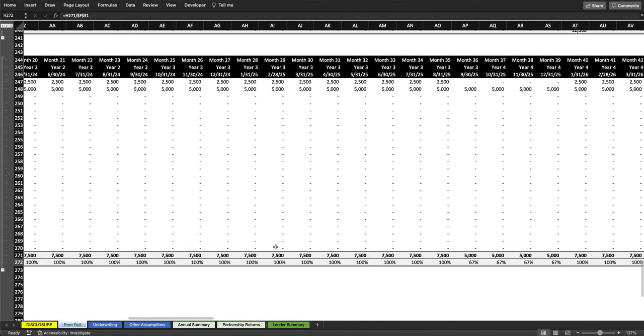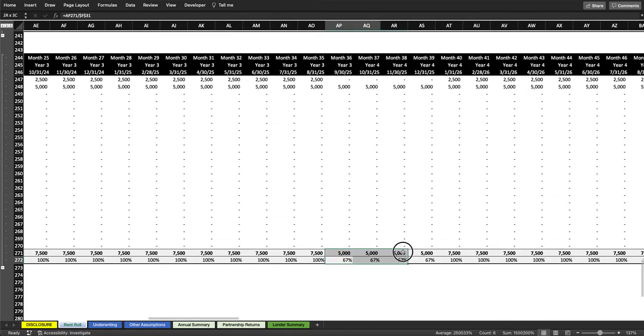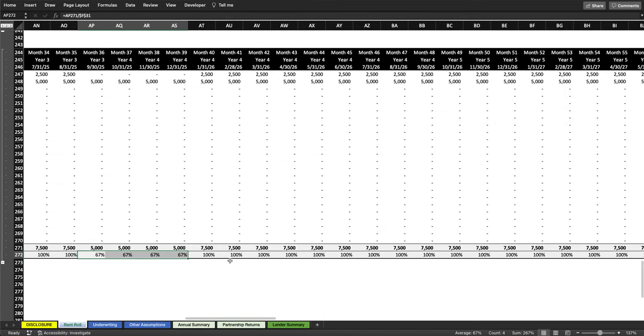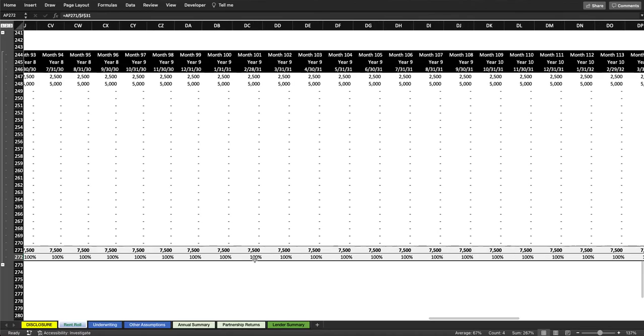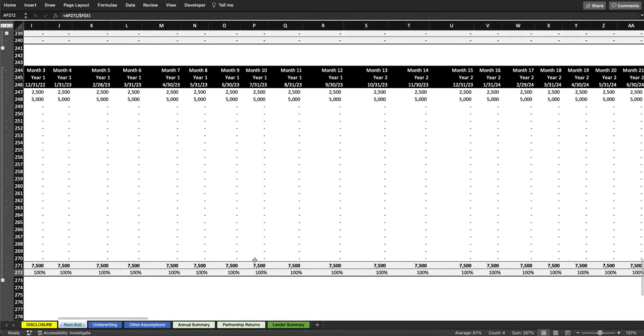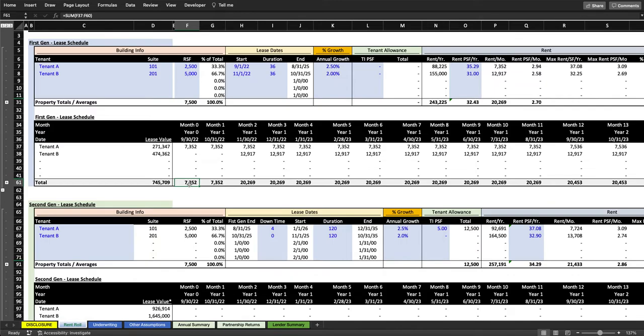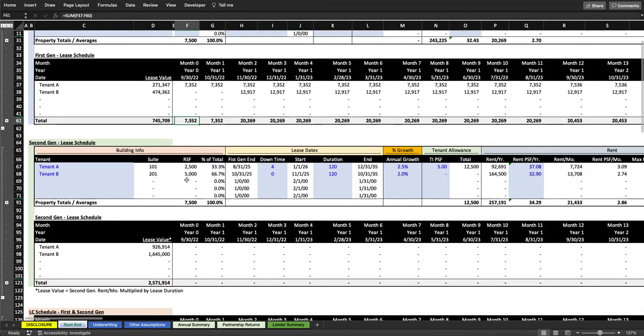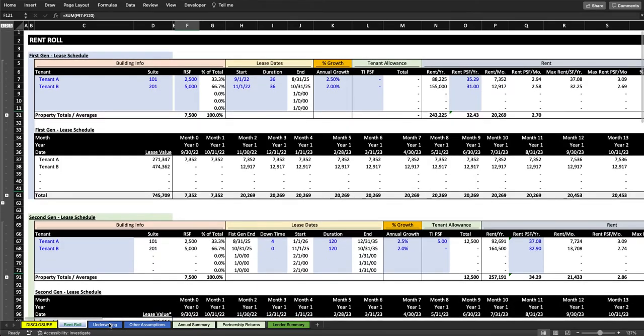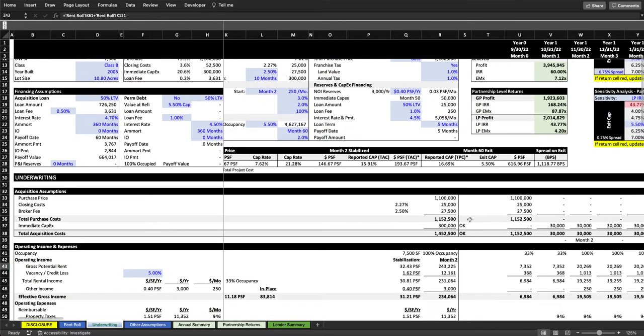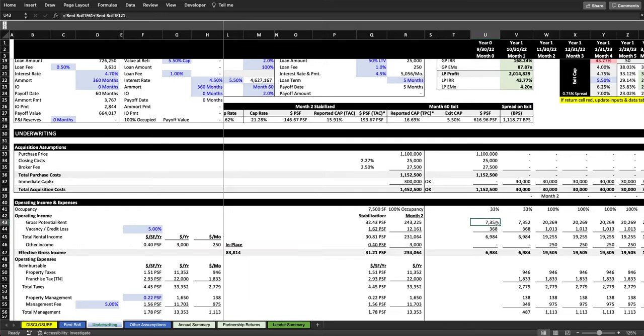And this will be 100% until month 36 and 39 based on our assumptions, where we had a 4-month downtime. So now that first tenant's out, you're at 67% occupancy until they come back online, then you're at 100%, and then our remaining assumptions keep us at 100% indefinitely. So that is the rent roll section. This line item, for the first generation total rent and the second generation total rent, is what's being pulled into our gross potential rent figures.